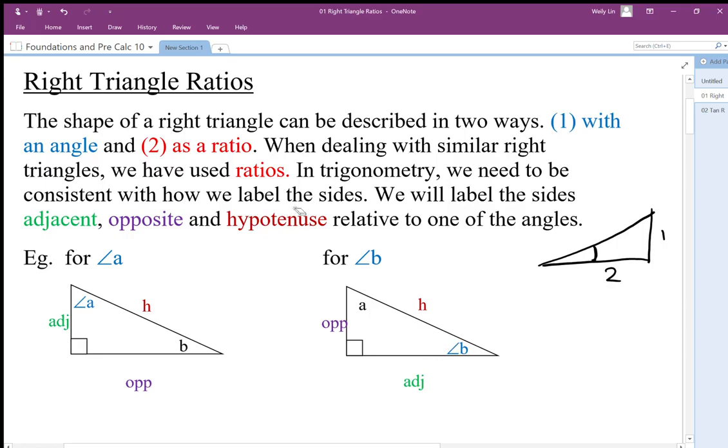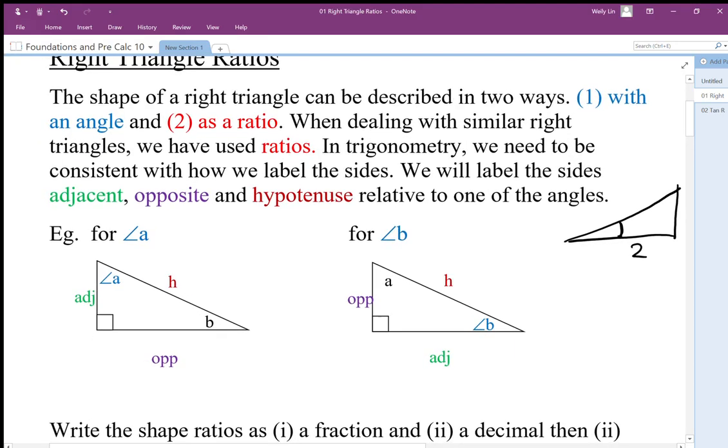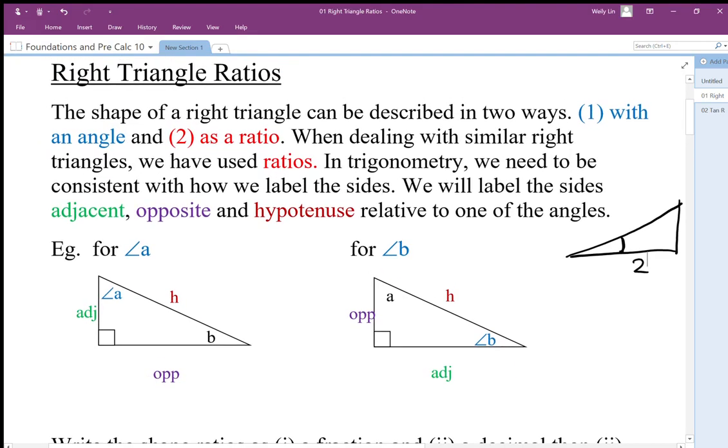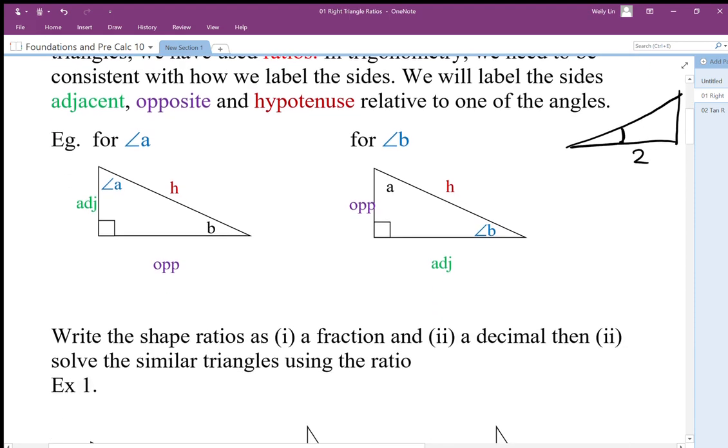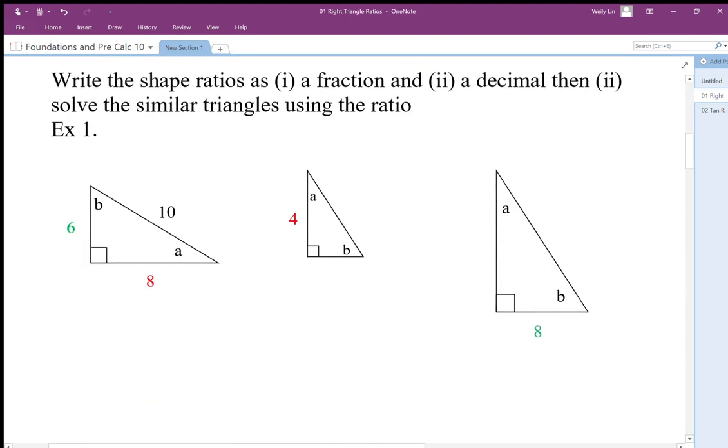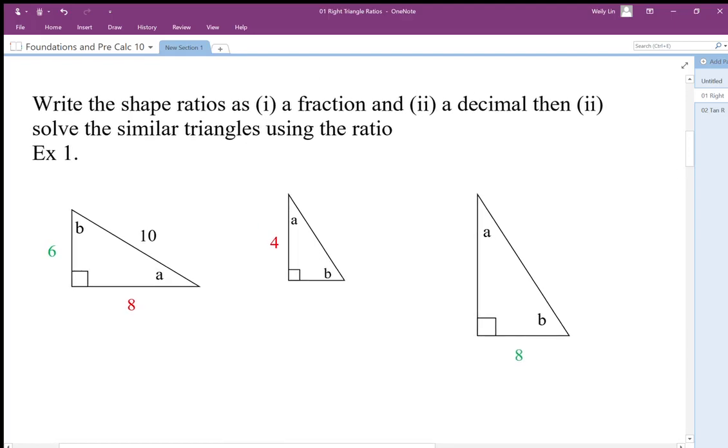And then the third side is the hypotenuse, which is easy because the hypotenuse will always end up being the longest side regardless of the angle that we're talking about. So the hypotenuse of angle A is this one, and the hypotenuse of angle B is the same side. So it's important that we are able to name these sides. Okay. So we're just going to stick with describing these shapes with ratios. We're just going to use the side lengths, and we're not going to worry about the angles for now. And we're going to describe these ratio shapes as fractions and decimals.